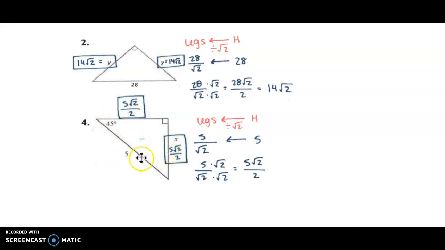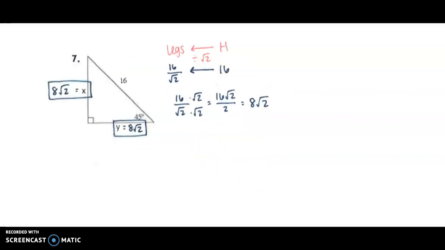You take the 5, you divide by root 2. Here it is, 5 over root 2, and then you have to rationalize it. Okay, I am going to ask that you leave it as a fraction, right? So instead of writing 2.5, okay. So then here's one more example going over that, right? If you're given the hypotenuse of 16.